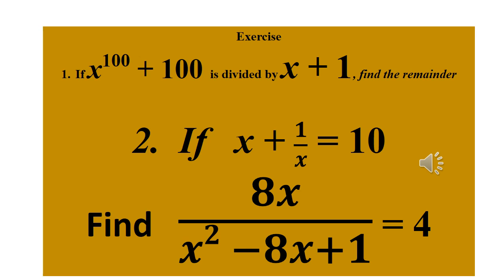So we go straight to our questions. Question number 1. If x raised to power 100 plus 100 is divided by x plus 1, find the remainder. Question number 2. If x plus 1 over x equals 10, find 8x over x squared minus 8x plus 1, which equals 4.